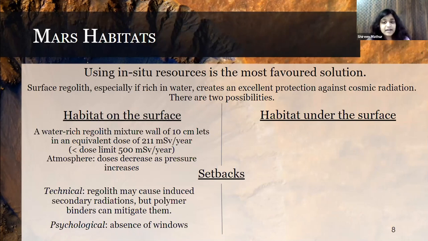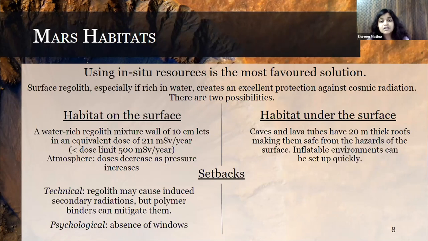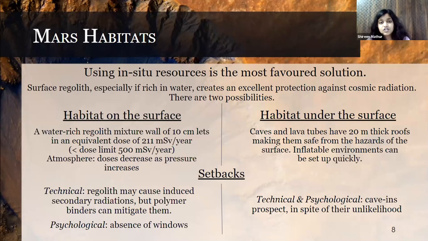The other type of habitat can be under the surface. In the northern regions of Mars, we have found caves and lava tubes, which have 20 meter thick roofs. So we can actually live below the surface also, and the astronauts can be really safe from the environment. But the same technical and psychological problems are severe. Humans are not used to living under the surface, of course.